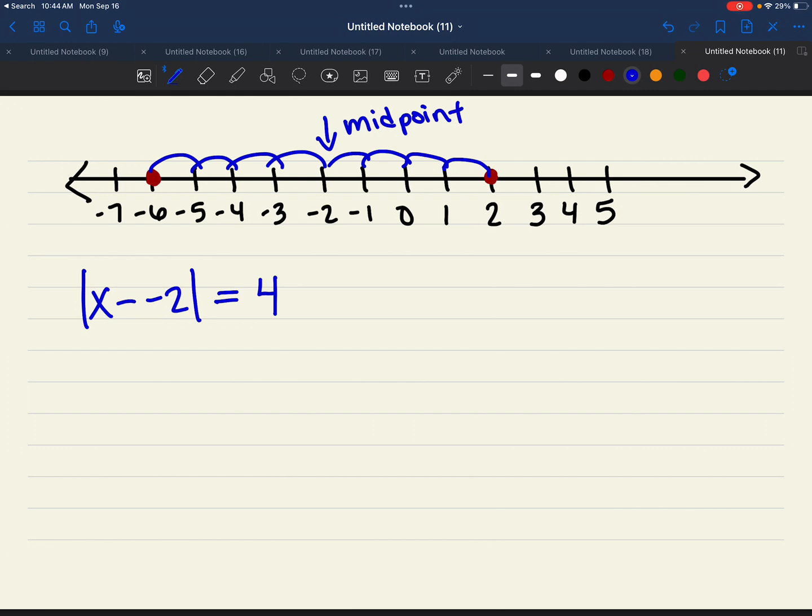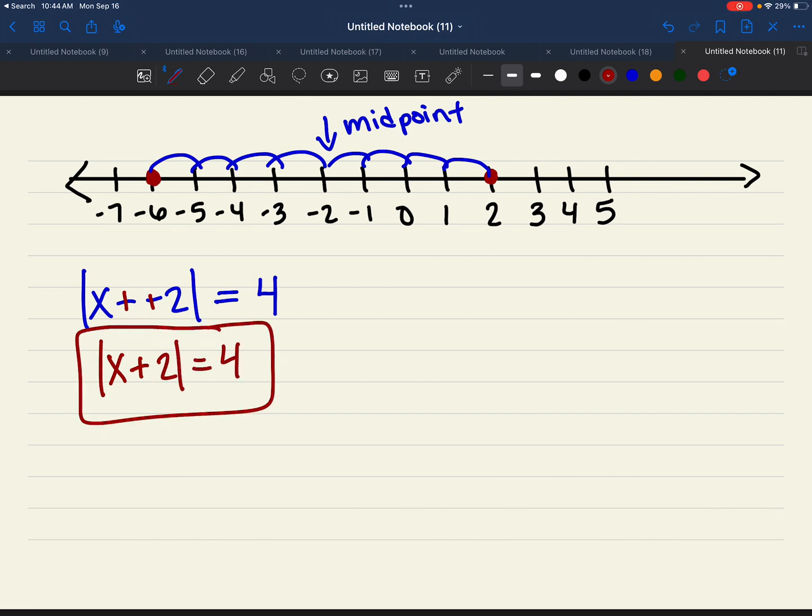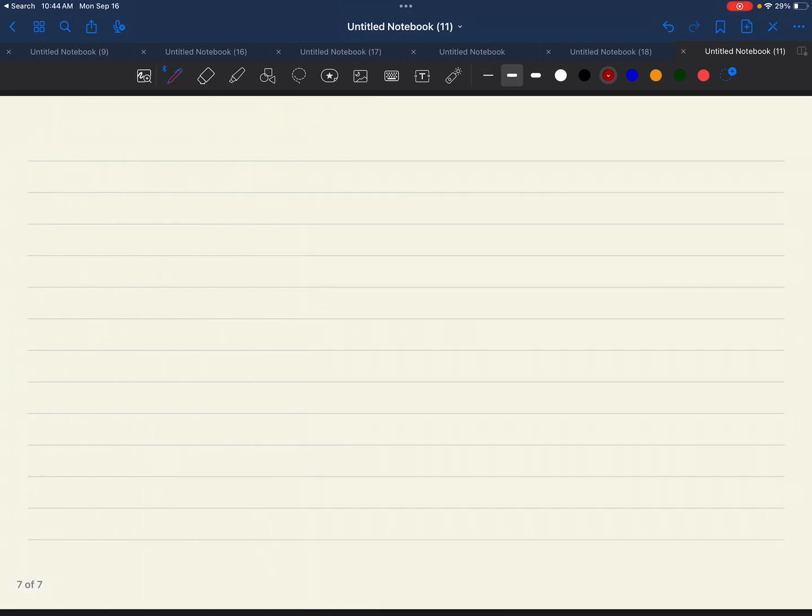Now, is there anything I would want to fix on this for my final answer? Yes. What? Parentheses. Yeah, I don't ever want to leave a double negative. So I'm going to say this is the absolute value of x plus 2 is equal to 4. That's your answer. You don't solve it? Nope, not on these. It'll give you the number line and ask you to write the equation. All right, let me give you one more.